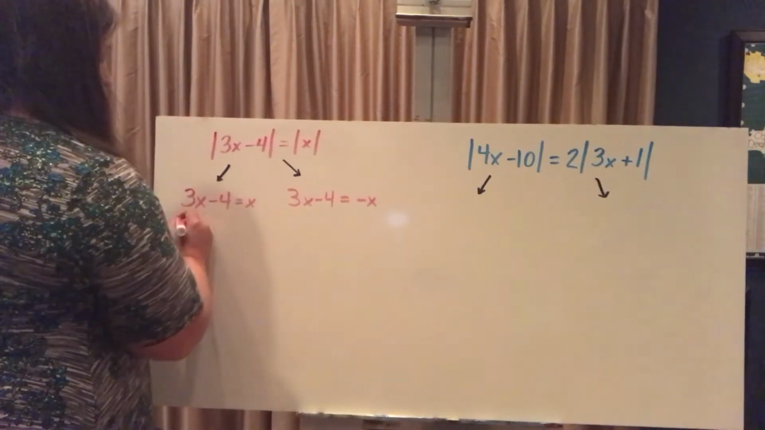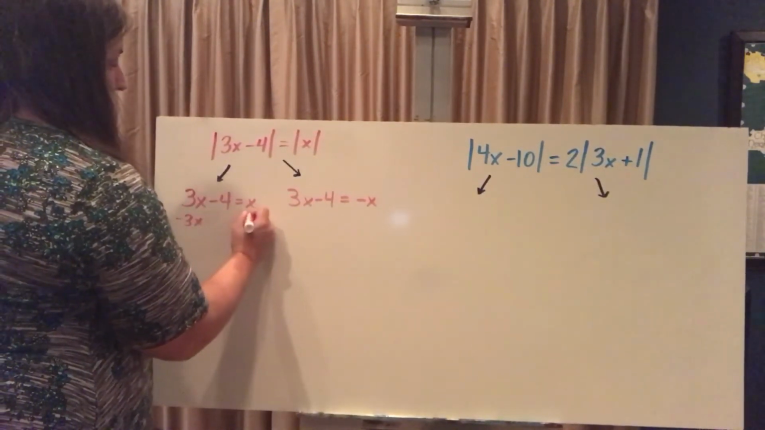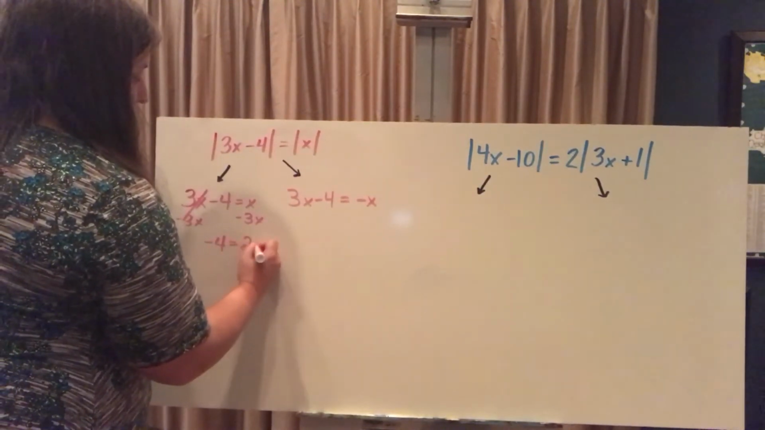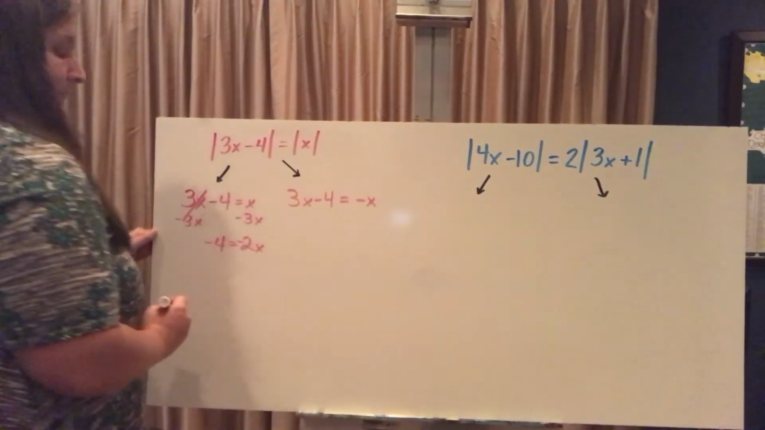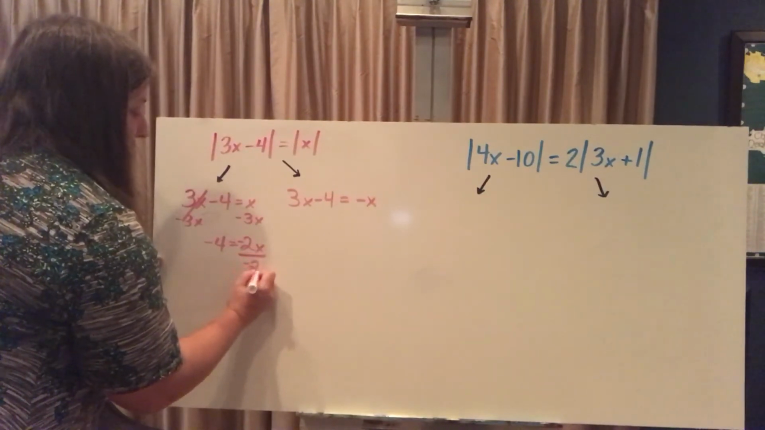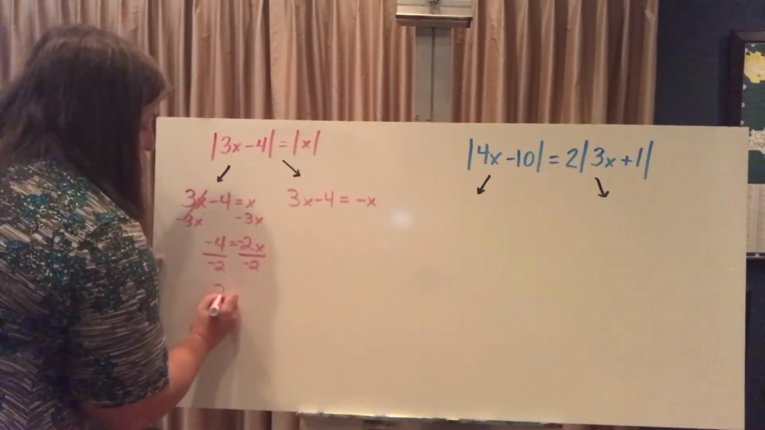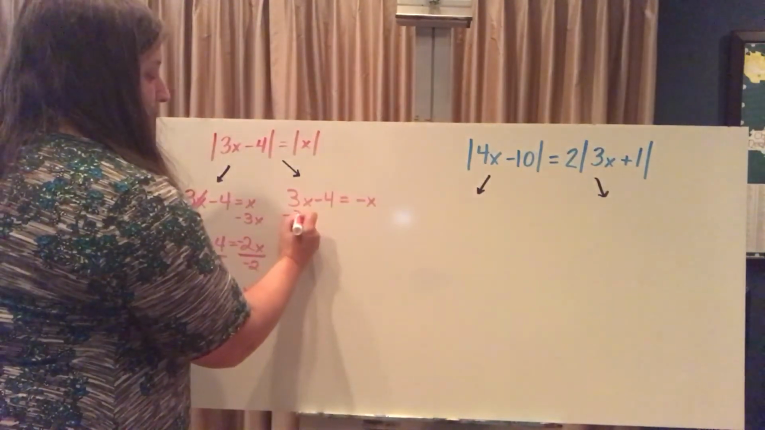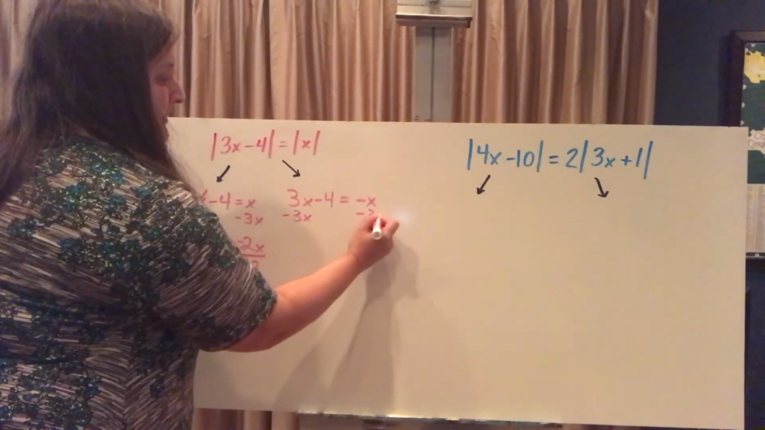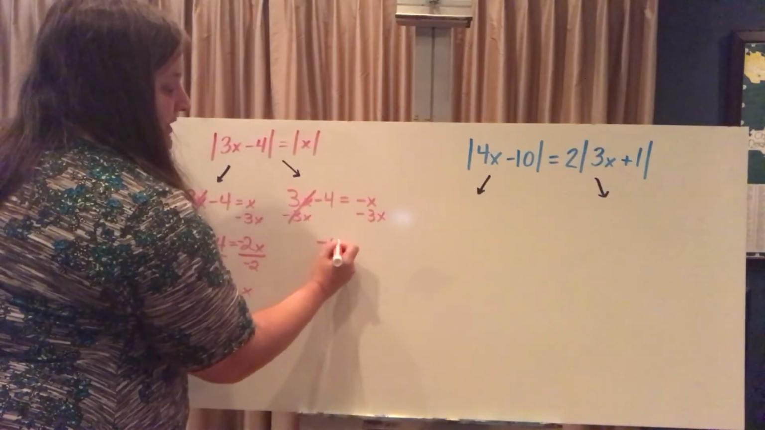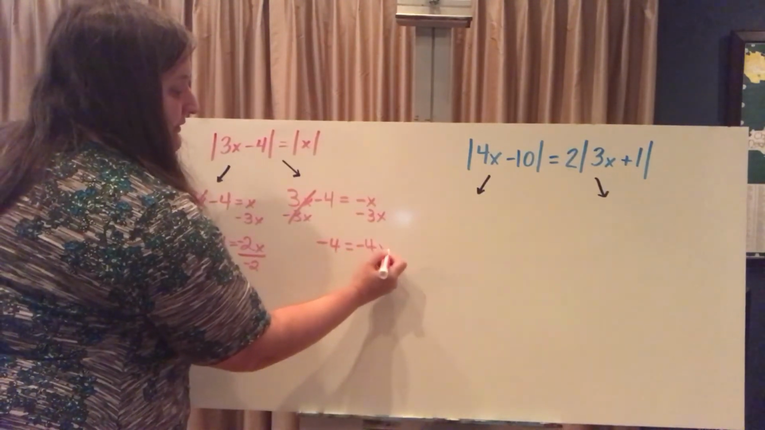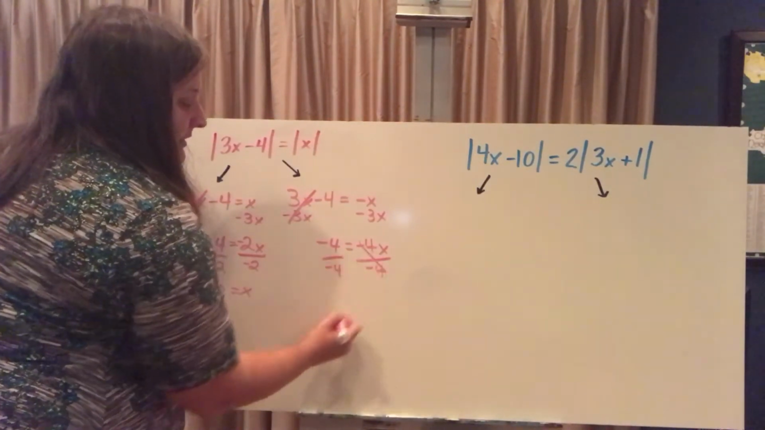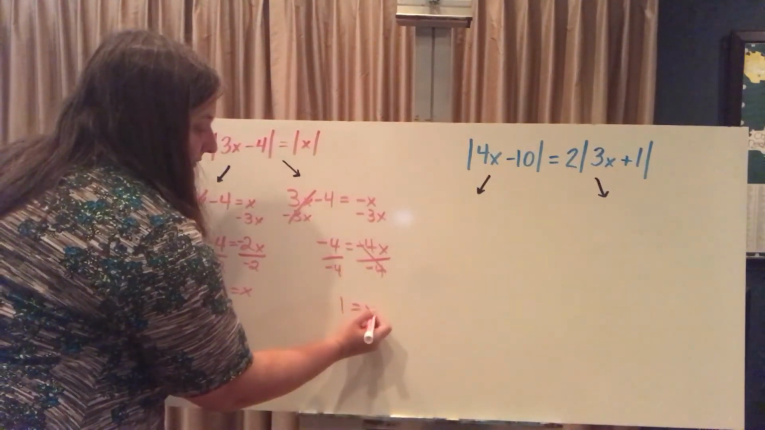So I'll solve both here. I'm going to subtract 3x from both sides and get negative 4 equals negative 2x. I'll divide both sides by negative 2, and I get 2 equals x. Over here, I'm going to subtract the 3x from each side, left with negative 4 equals negative 4x. Divide both sides by negative 4, and I get 1 equals x.